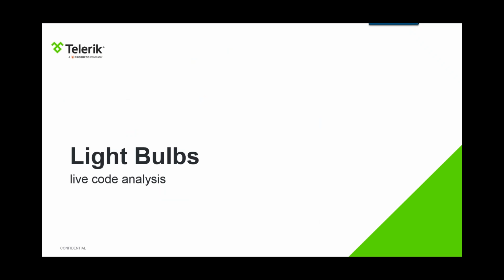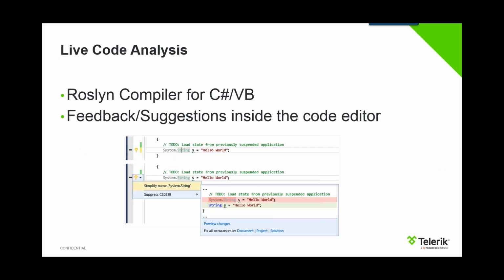Now the light bulbs. You might be wondering, why am I talking about a light bulb in the context of Visual Studio 2015? Well, it is also known as live code analysis. Now with Roslyn, I'm not sure if you have heard about this term. Roslyn is the new C# VB compiler that Microsoft has come up with. It's a fantastic compiler, and it's actually a compiler as a service, meaning you can write code against Roslyn, all those things you can do.